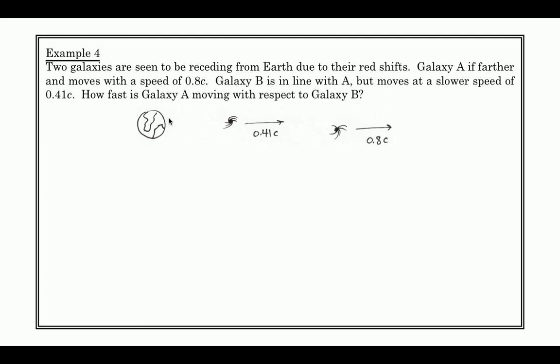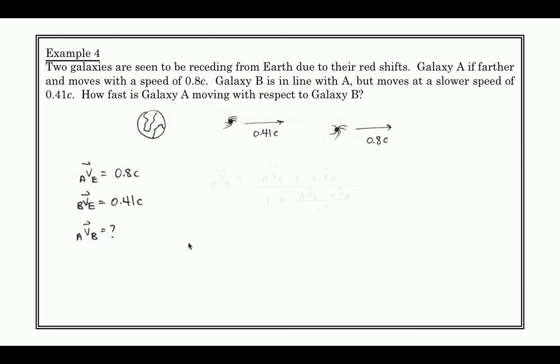So here's a little diagram. Here we are on Earth. Here's Galaxy B, and it's moving with 0.41. Here's Galaxy A, and it's moving with 0.8. These are not spiders, they're galaxies, okay? Oh, they could be spiders, but they're not. They're spiral galaxies. Okay, so I have A with respect to the Earth. The velocity of A with respect to the Earth is 0.8 c. I know B with respect to the Earth, and that's 0.41 c. What is the velocity of A with respect to B?